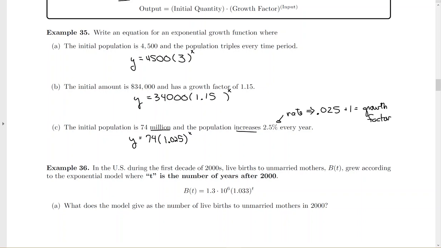Think about it this way. The 2.5% is almost like a tip in a restaurant, but you still have to pay the bill, and the bill was the original amount. That's my original amount, the 1, and then the extra is my tip. So 1.025 then is my growth factor, or the total amount that it's growing by.